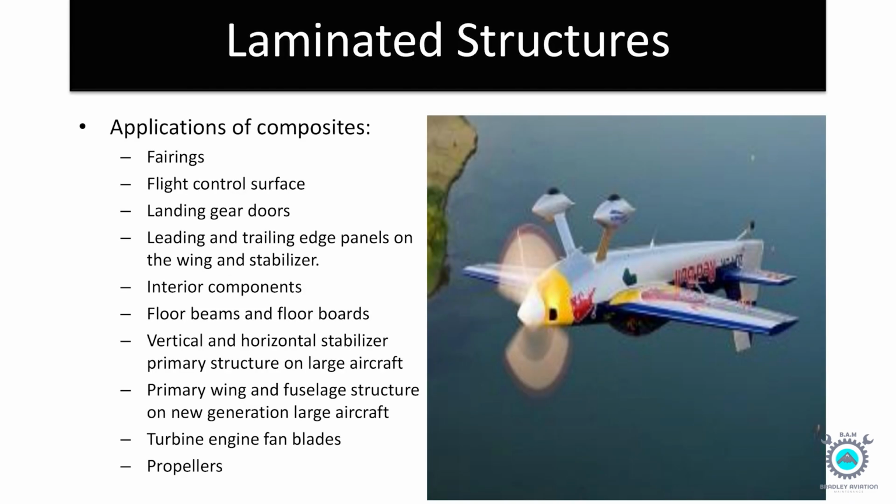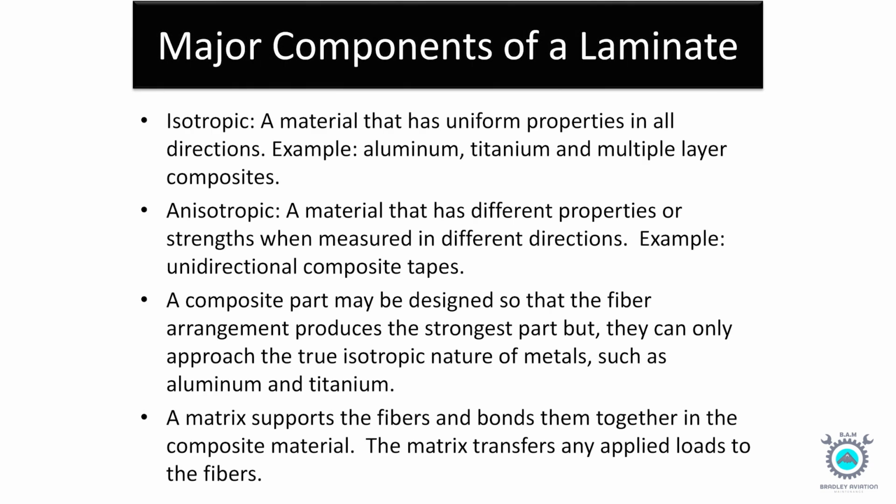Laminated structures. Applications of composites: fairings, flight control surfaces, landing gear doors, leading and trailing edge panels on the wing and stabilizer, interior components, floor beams and floor boards, vertical and horizontal stabilizer primary structure on large aircraft, primary wing and fuselage structure on new generation large aircraft, turbine engine fan blades, propellers.